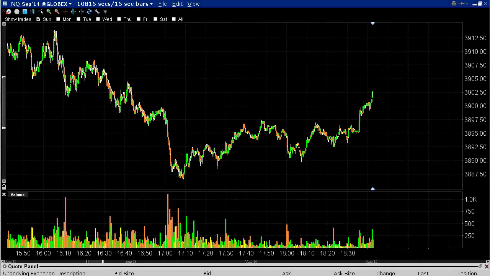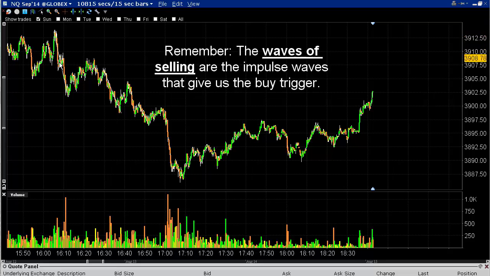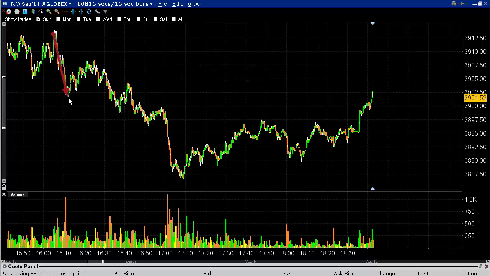Okay, so here's a final example before we wrap this video up. This time it's not a short, it's a long. So let's look at this in terms of impulse waves and corrective waves. You can see I've drawn on the impulse waves here. Impulse wave 1 down is the largest and most bearish in pace of the 3 impulse waves.